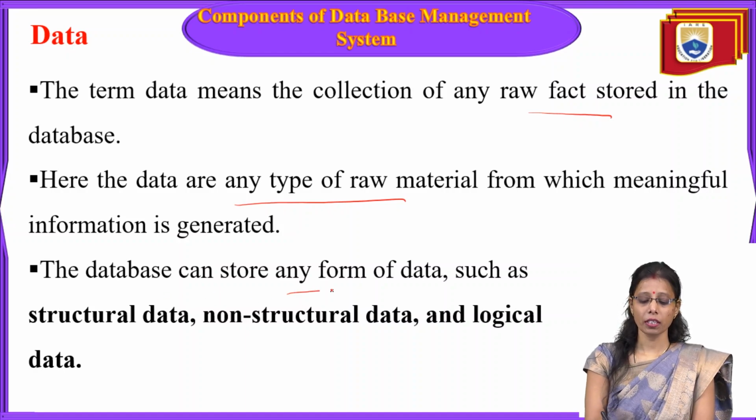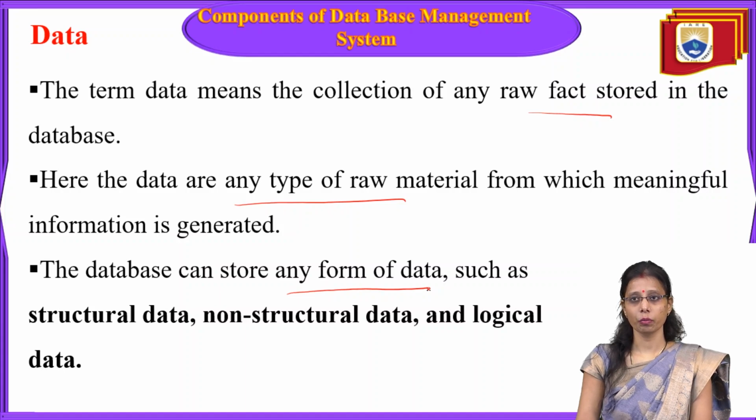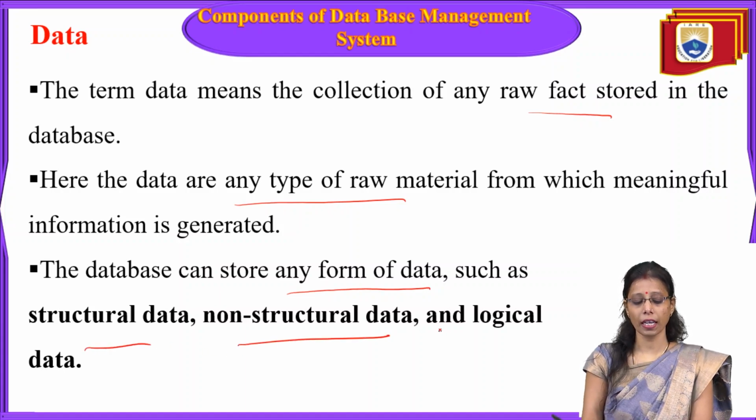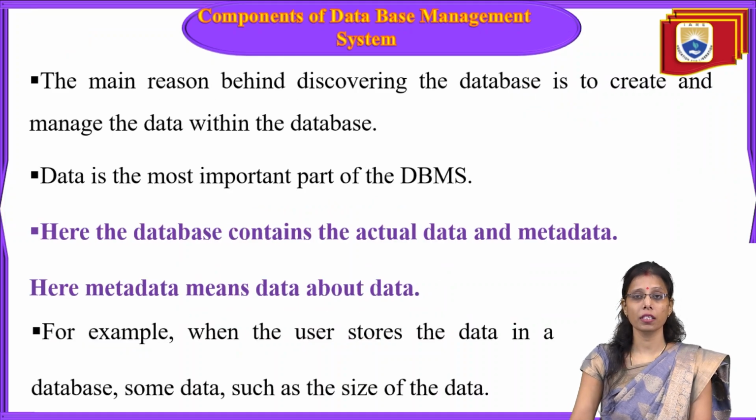The database can store any form of data, such as structural data, non-structural data, and logical data. So these are the different forms of data which are stored in the software. One is structural data, another is non-structural data, and the other is logical. These are the three things which are converted into data, and it is used as a component in the software to run the process and to get the output from it. The main reason behind discovering the database is to create and manage the data within the database.